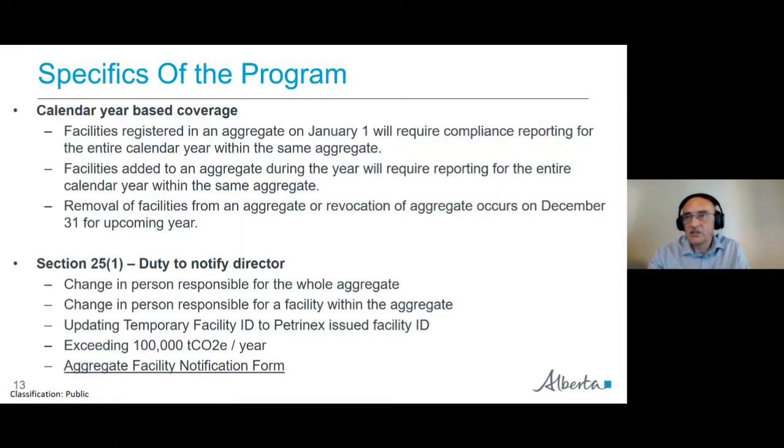The removal of facilities from the aggregate is, of course, an option that's given to the operators, and that is effective December 31st for the upcoming year. What's also happening is that removal is triggered even without an application at the end of the year, once the department sees that those facilities are not being operated by the person responsible in TIER anymore.